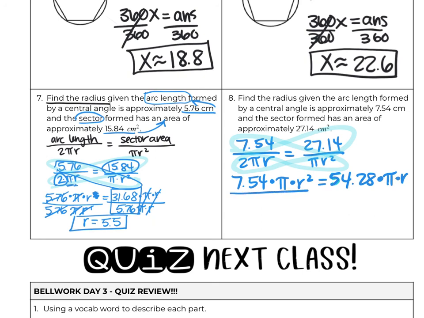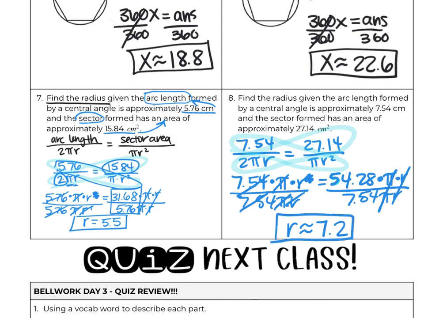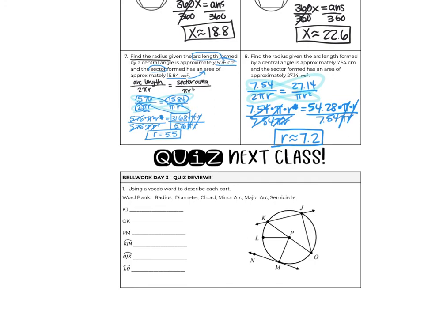All right, I want to divide by 7.54 pi r. That gets rid of my squared, cancels the pi's, cancels the 7.54. Divide by the same thing on this side, cancels r's, cancels pi's. 54.28 divided by 7.54 is not going to come out to a whole number, but it gives us r is approximately 7.2.